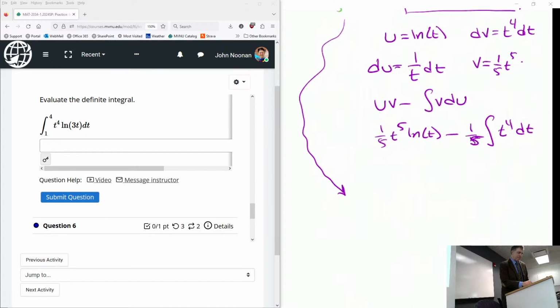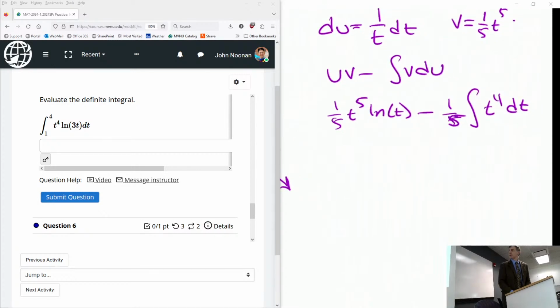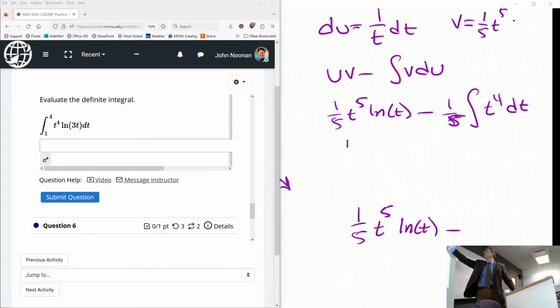Okay, almost there. Don't worry, that arrow is still there. Last step. Let's just go down here. 1/5 t to the 5th ln of t. We've already got that. And then the antiderivative of this is going to be 1/5 t to the 5th, so that'll become 1/25 t to the 5th.